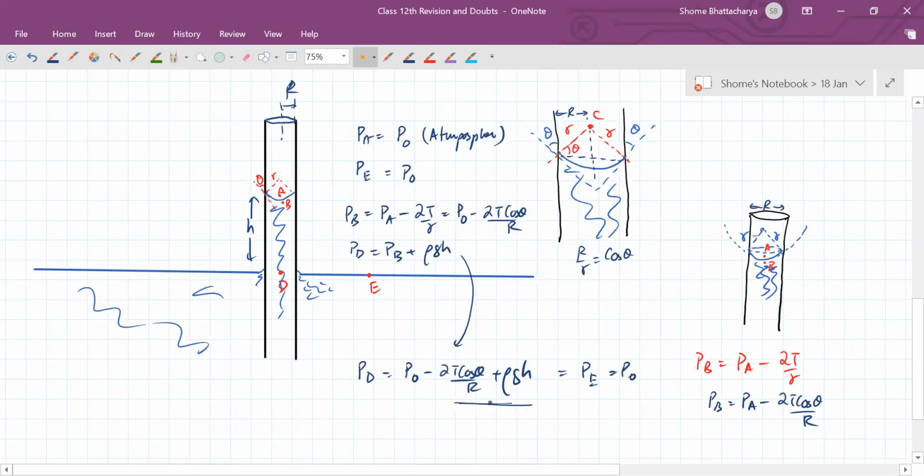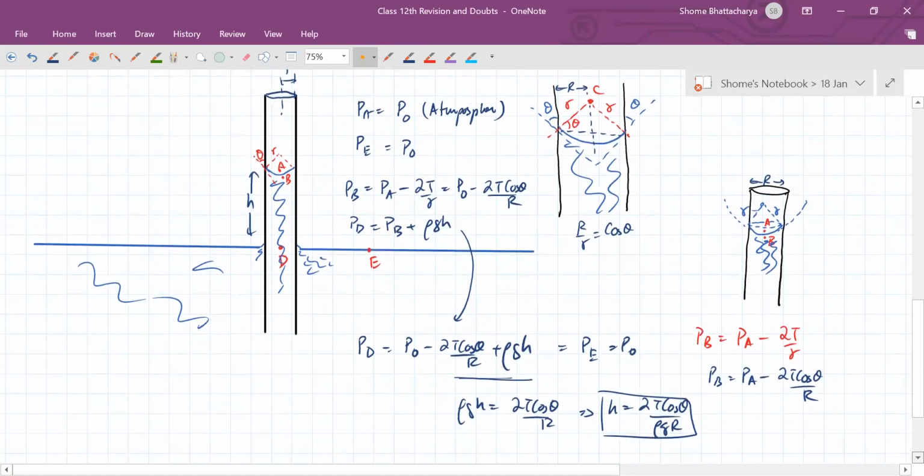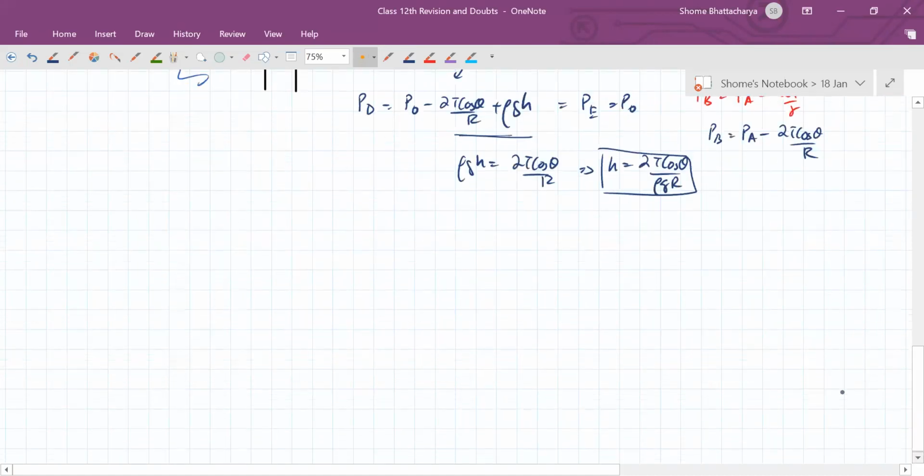So this total term should become 0, and that's how we get that rho g h is equal to 2T cos theta divided by R, or h is equal to 2T cos theta divided by rho g R, which is the standard formula for capillary rise. Once you understand this mechanism, you'll also understand what's happening in our case over here.